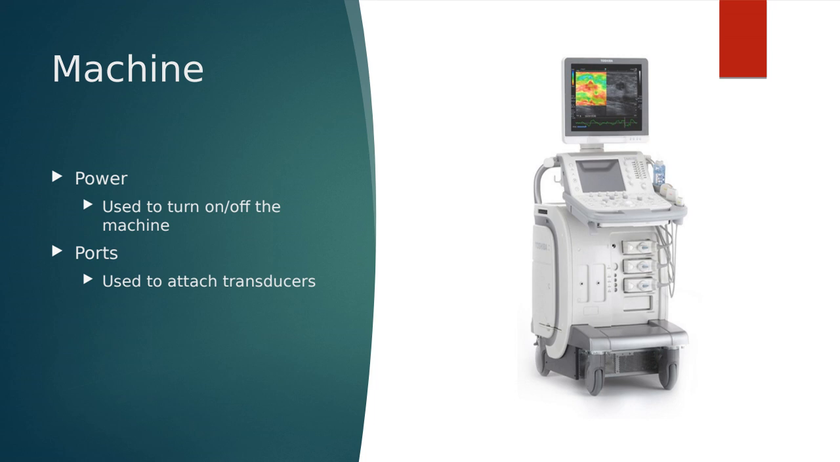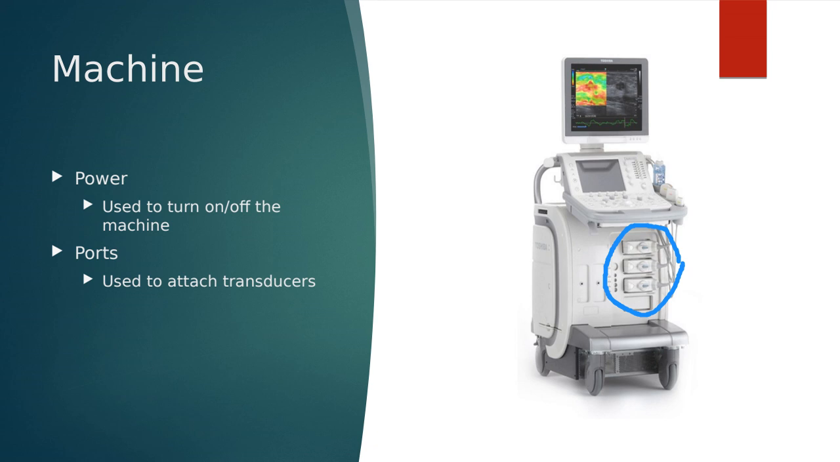Now, we usually have an open port or a specialized port. Modern machines typically have a minimum of 3 ports, but a lot of machines now have a 4th specialized port, which is used only for specific types of transducers. Maybe the transvaginal probe can only be plugged into that one. Maybe a really high frequency superficial probe can only be plugged into that one.